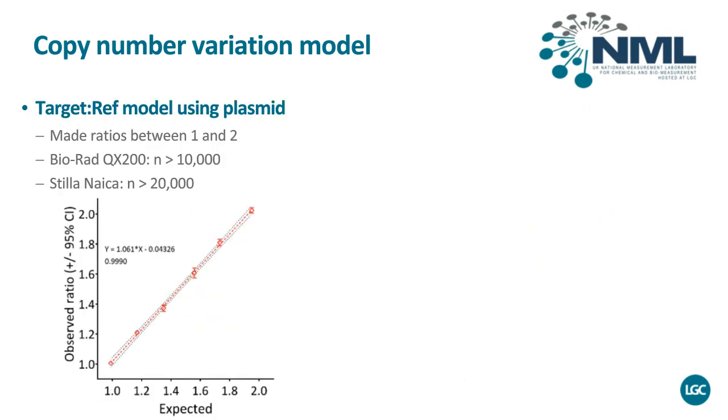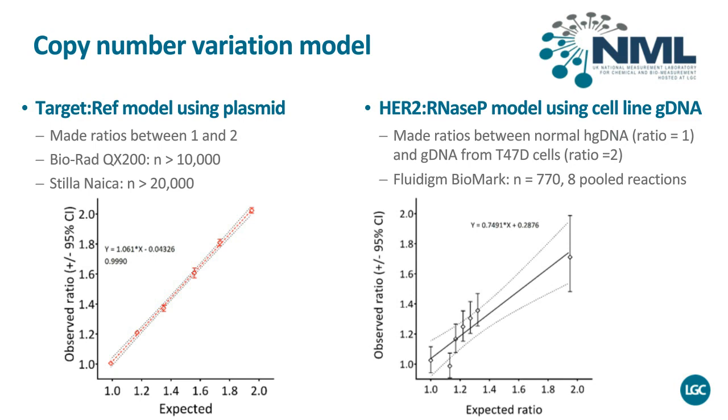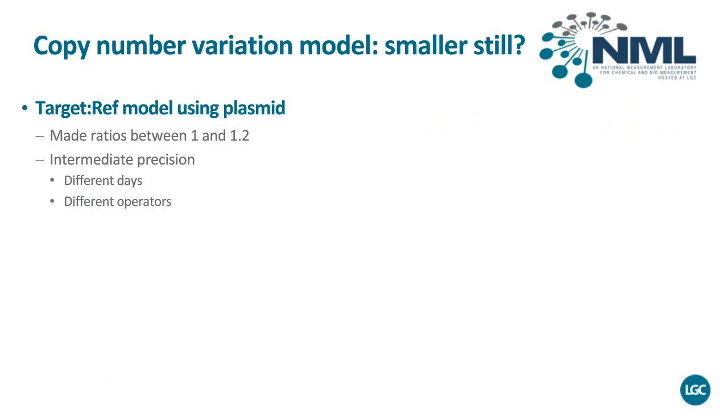So we generated a number of ratios between 1 and 2, and we used the Bio-Rad QX200 and the Stilla MIQE system to start measuring them. And what we have here is a combination of data from those platforms to show you how that increase in the partition number has increased that resolution. And this is just reproducing the data we had from the Fluidigm BioMark, where we only had 770 partitions, just to show you how small those error bars are now because we've increased the precision, because we've increased the number of partitions.